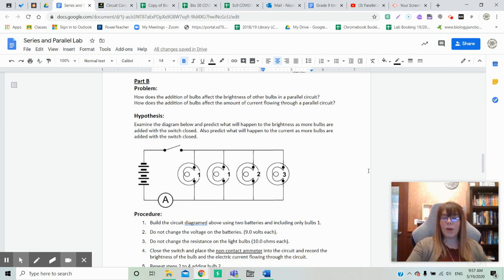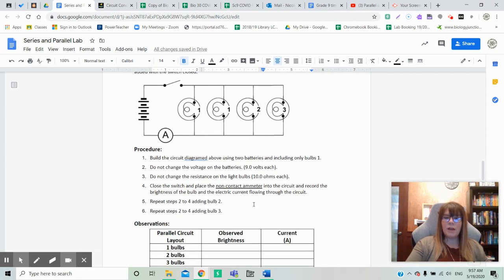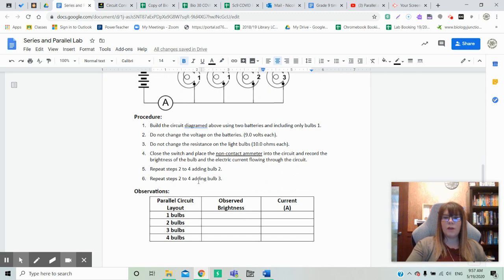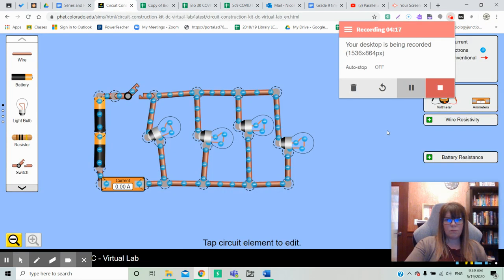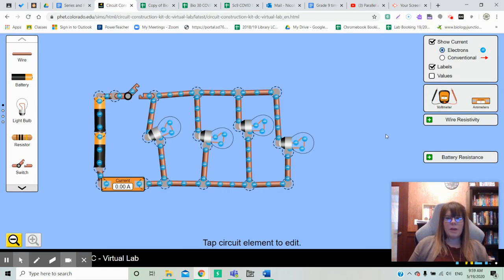What's going to happen to the brightness of the bulbs as we add more, and what will happen to the current as we add more? I'm going to build this circuit and we are going to do our observations. Again, I'm going to do it a little different. I'm going to go backwards: 4, 2, 1. So now we have a parallel circuit. With 4 light bulbs, again, we're going to work our way backwards just because it's a little easier.